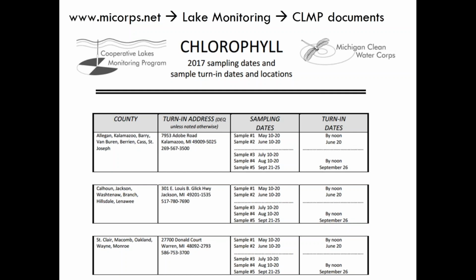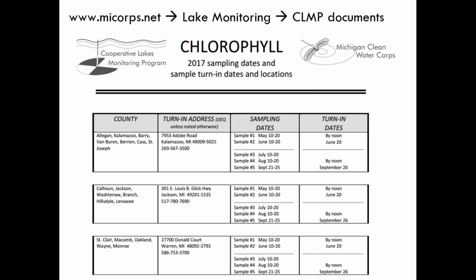Sample 5 is where we have differences in location. We did this so that it would line up more conveniently with your late summer phosphorus sample. So you'll end up taking your late summer phosphorus and your fifth chlorophyll sample at the same time. And that's why you get a weird date on that fifth sample.